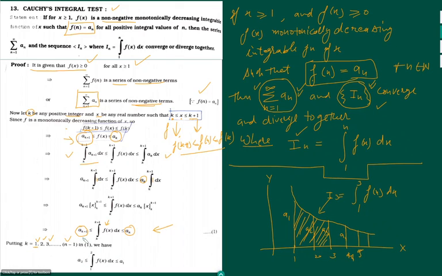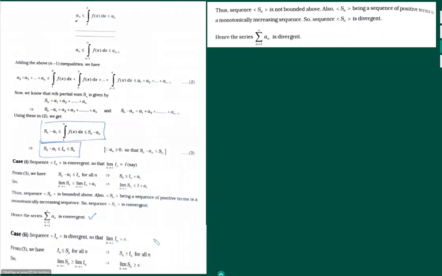So if you put k is equal to 1 in this inequality, you get a2 is less than the integral from 1 to 2 of f(x), which is less than or equal to a1. Then you put k is equal to 2 in this, you get the integral from 2 to 3 is between a3 and a2. Then you put k is equal to n minus 1, you get the integral from n minus 1 to n is between a(n) and a(n-1).